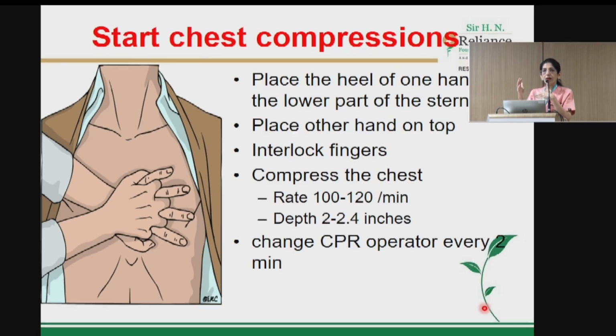Now, the idea behind the compression is that the sternum is compressed so that it compresses on the heart, and because the heart is stopped, now it will generate the cardiac output with your compression. So that is the idea behind the compression.